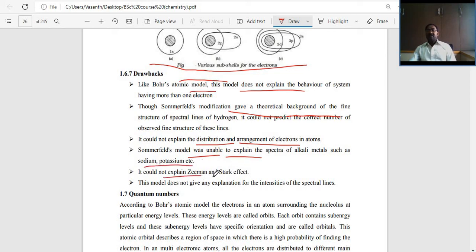It could not explain the Zeeman and Stark effect. This model does not give any explanation for the intensities of the spectral lines.